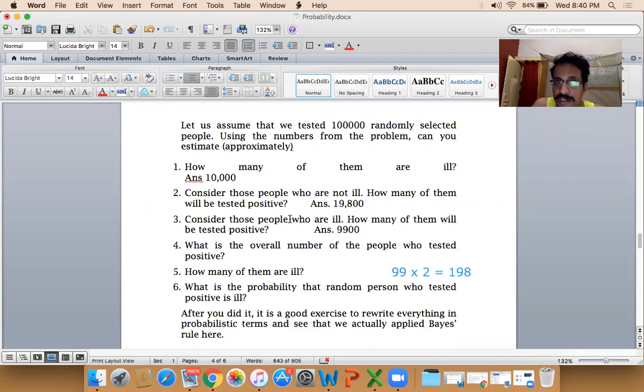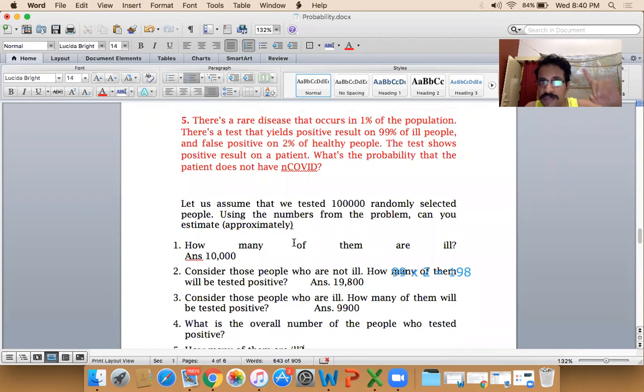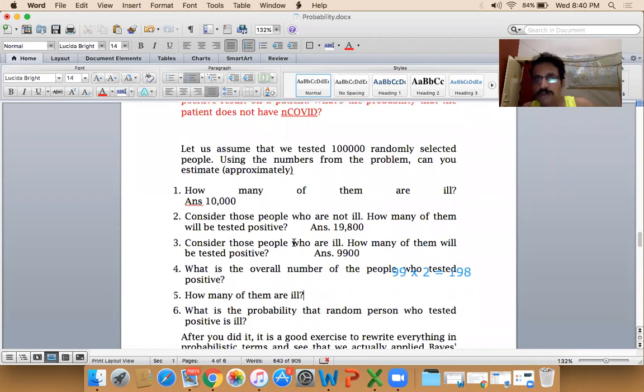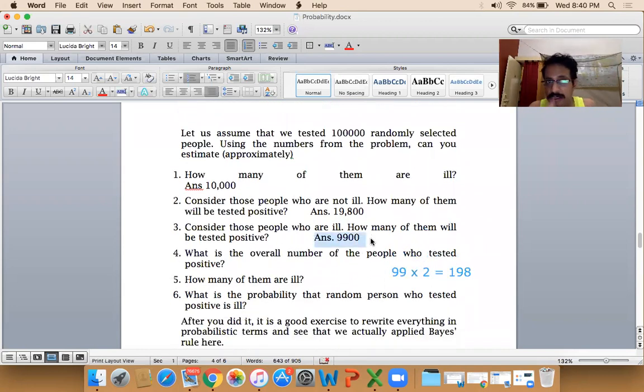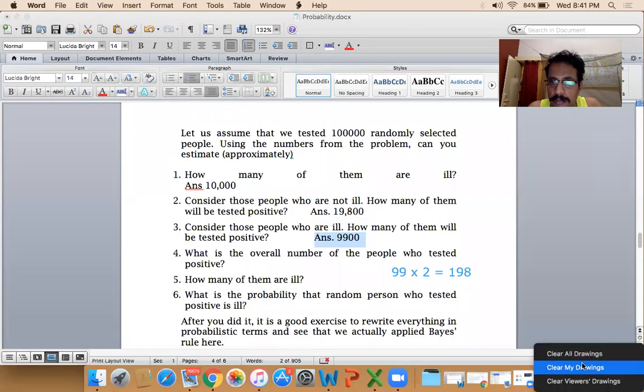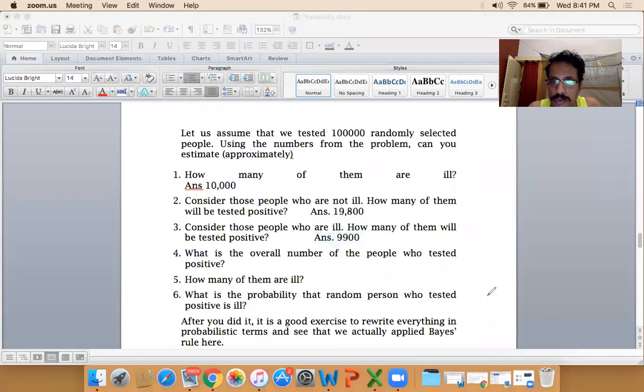Then consider those who are sick. So how many are sick? 10,000 are sick. How many of them will be tested positive? 99%. So 9,900 people are going to be tested positive. What is the overall number of people who test positive, and how many of them are ill? What is the probability that a random person who tested positive is ill? So let us use the Bayes theorem here to solve this particular problem.